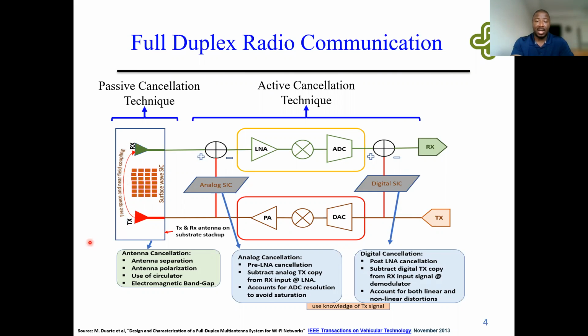Examples are antenna separation, which has its limitations, especially for millimeter wave radio design, antenna polarization, the use of circulator, and use of electromagnetic band gap, which is the focus of my research.